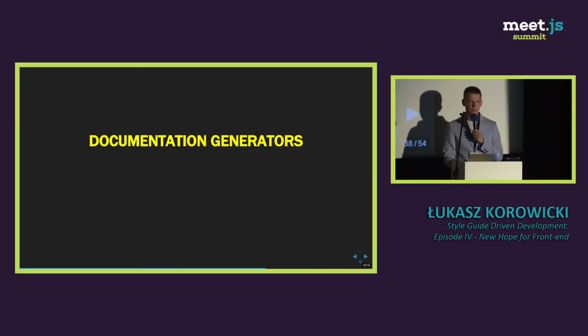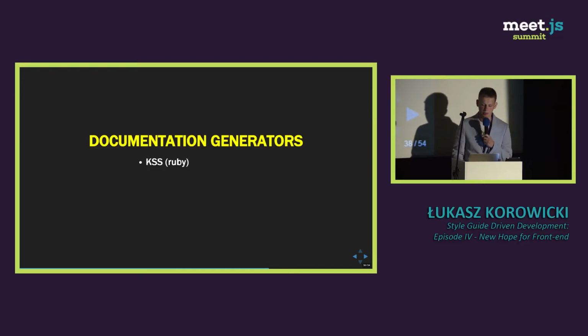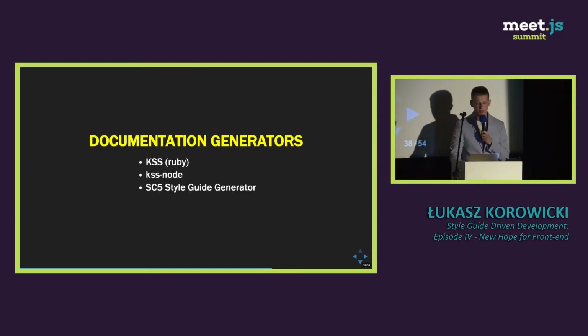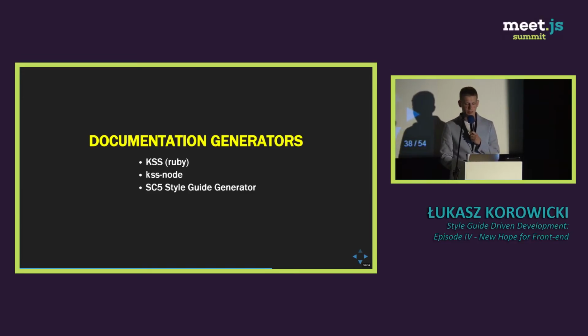And when we have documented our CSS, we would like to have some documentation generated. And for it, we can use simple KSS, which uses Ruby, KSS Node, of course written in Node.js, and we can use SC5 Style Guide Generator, which I found very interesting, and it best fits my requirements.